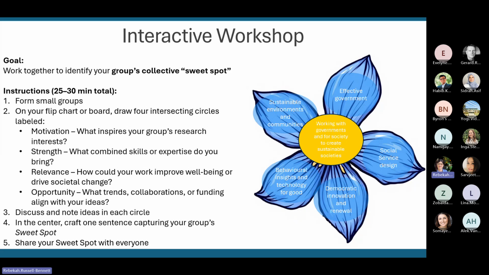So I worked with Rebecca a little bit to understand what the priorities of your school are. This was shared to highlight that these are the key topics within your school right now: effective government, social service design, democratic innovation and renewal, behavioral insights and technology, sustainable environment and communities. And what I thought would be a cool little exercise for us to start thinking about is whether we can apply the sweet spot components to address some of these general areas.